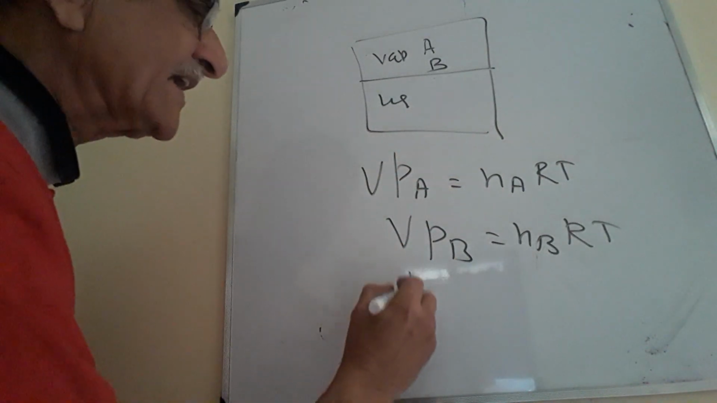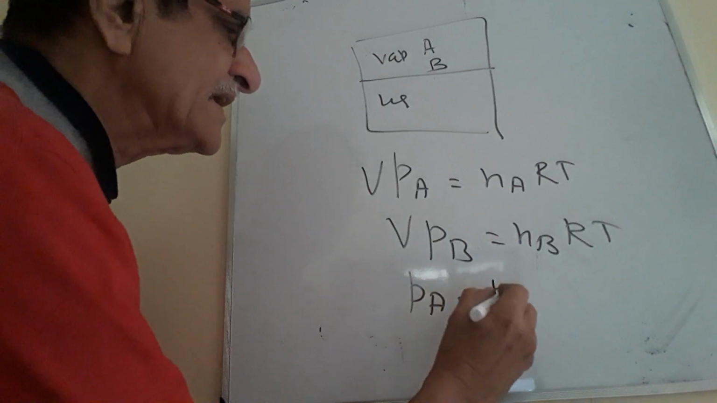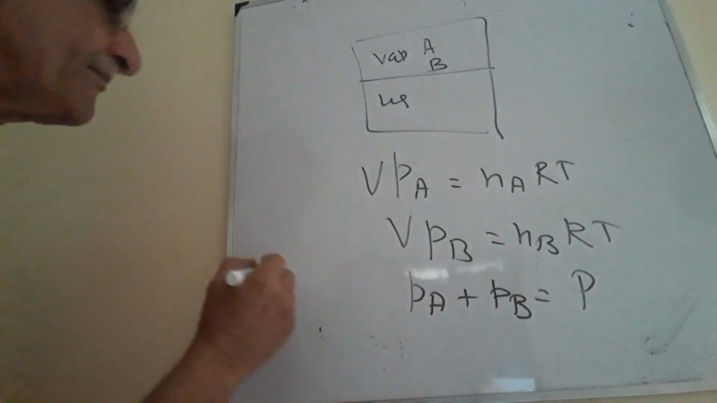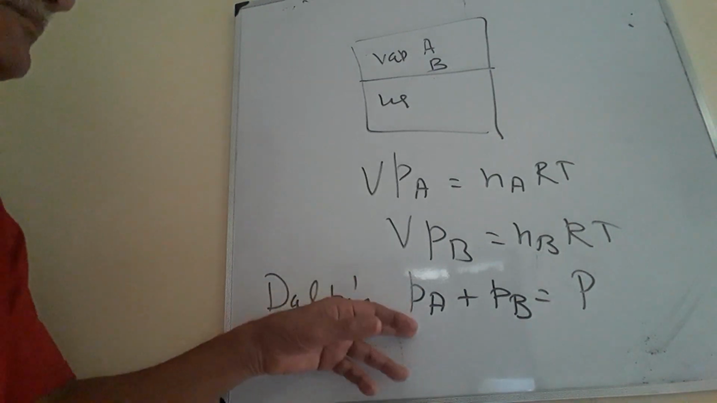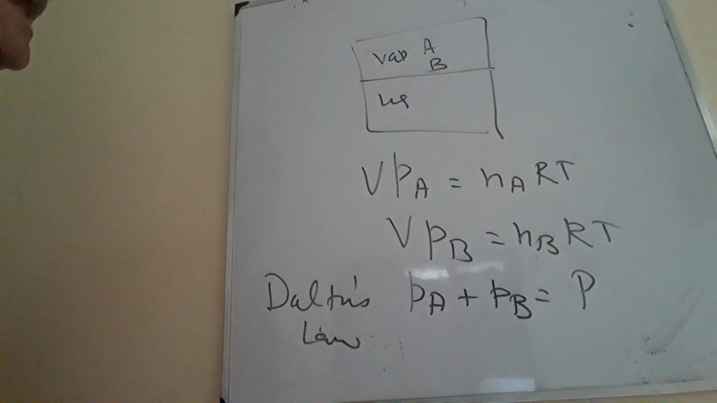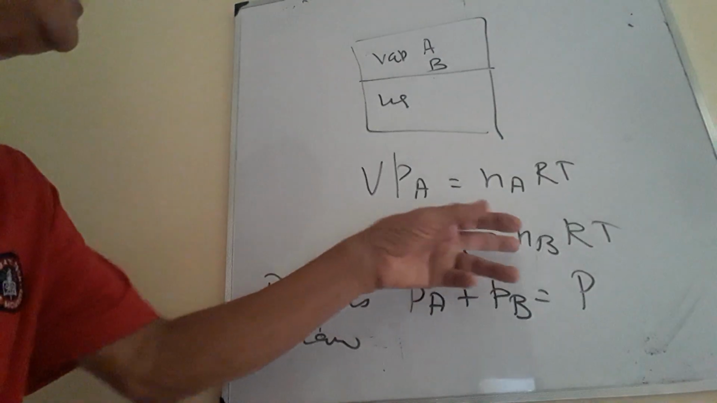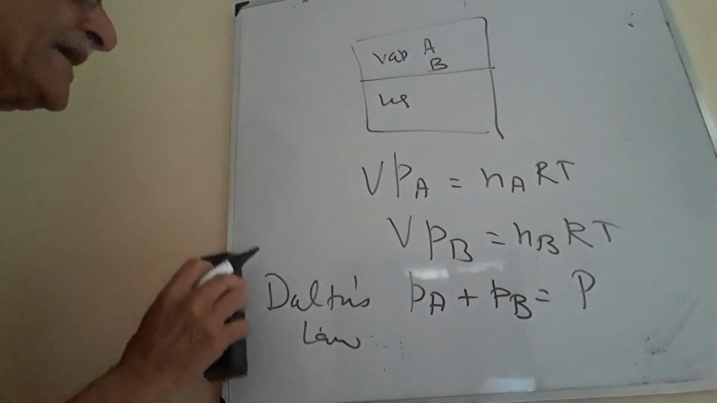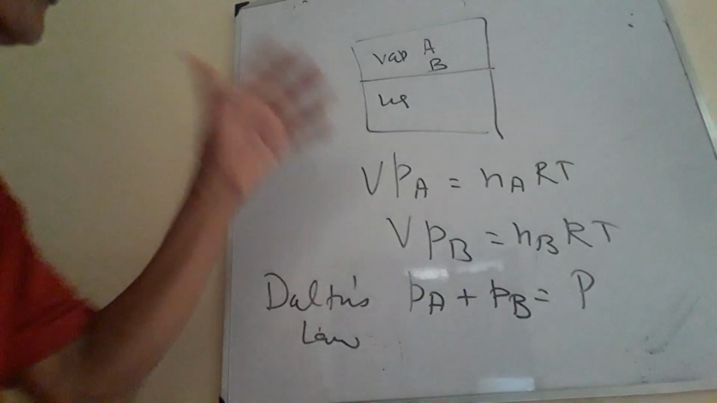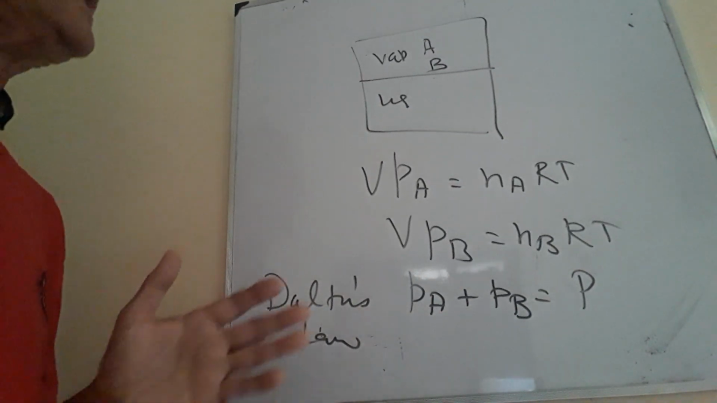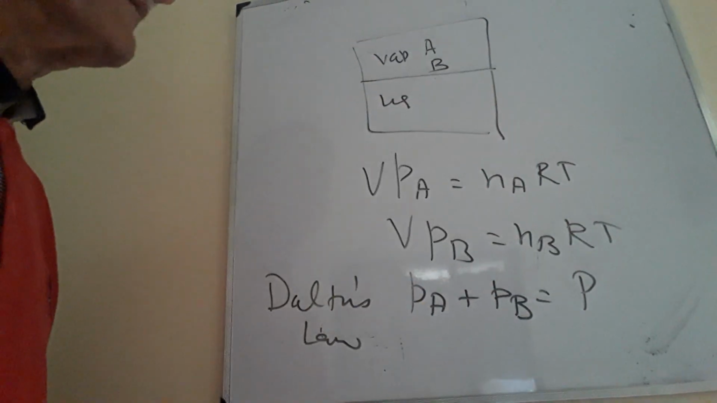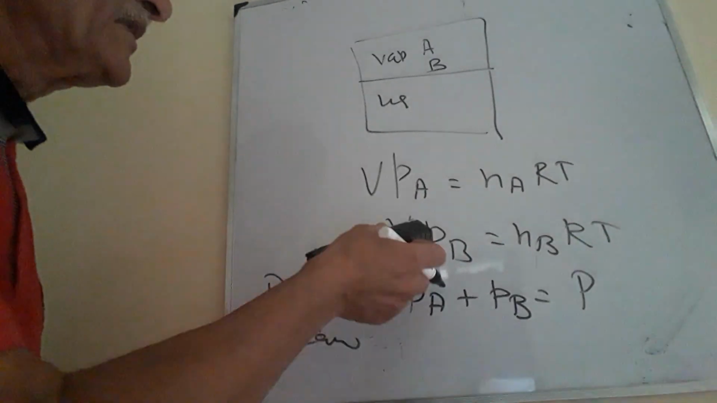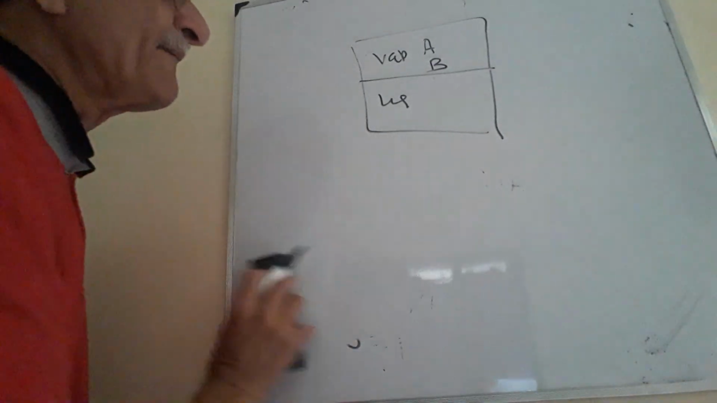Or, according to Dalton's law, PA plus PB equals P. Dalton's law says that the sum of the partial pressures equals the total pressure. PA equals NA by V into RT, and PB equals NB by V into RT. So the vapor phase is always an ideal gas. Therefore, you can easily apply the ideal gas law for each component in the vapor phase. Even if there are 10 components, you can apply it to each one, along with Dalton's law.